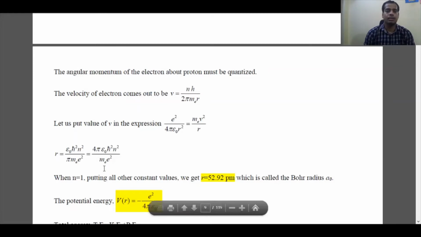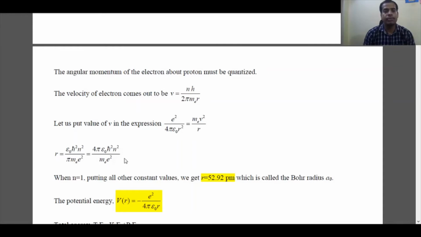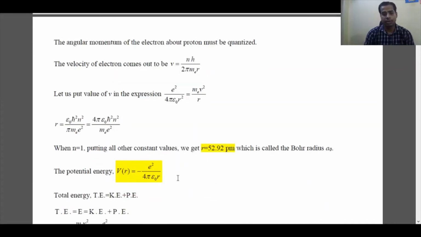m_e is the mass of the electron, and e is the electronic charge. So all are constants, and n is the only variable parameter. For n equal to 1, if we put in all the other constants, we will get the radius of the orbit. The first Bohr orbit is 52.92 picometer, and this is called the Bohr radius, often represented by a0. So this is all about the Bohr radius.